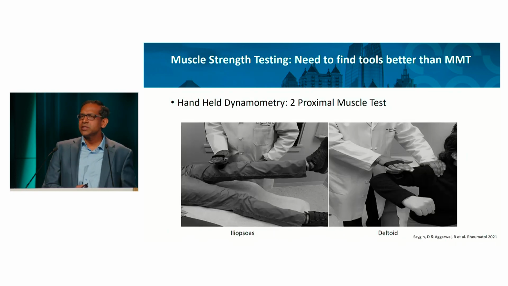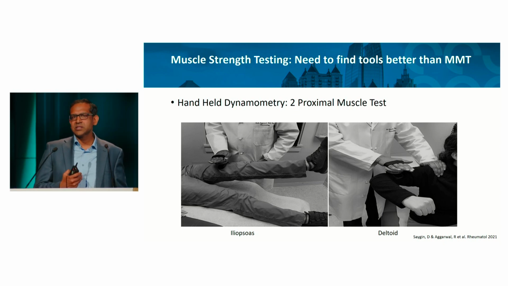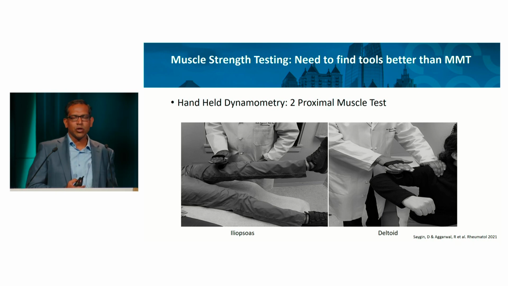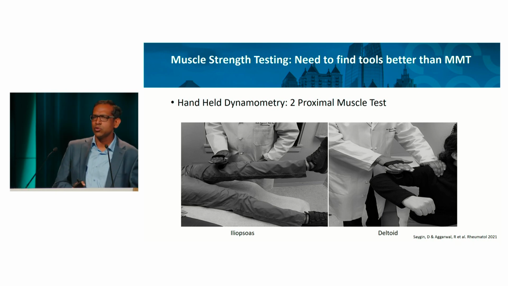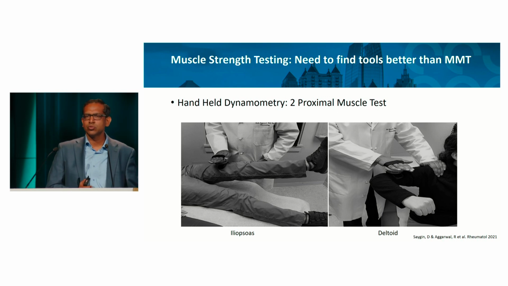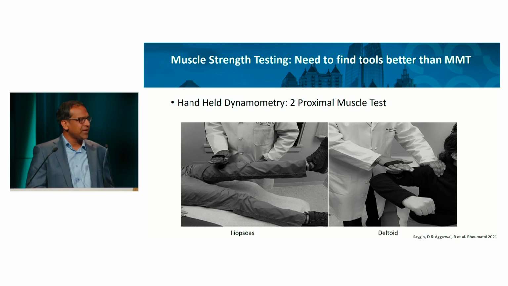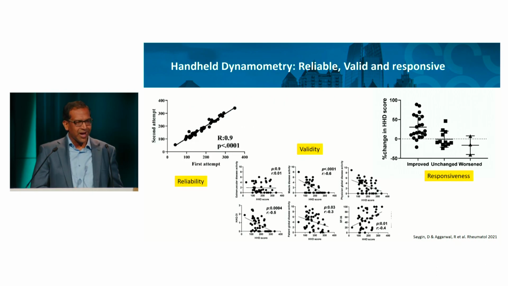Next is muscle strength testing, which is really key for myositis, but MMT is subjective and semi-quantitative. You can't expect a dermatologist to do as good an MMT as a neurologist would. So there are challenges there. So we looked into handheld dynamometry, which has been used extensively in the neurology world, as well as in inclusion body myositis, but not really looked into as a tool for idiopathic inflammatory myopathy. We looked into two proximal muscles, just the iliopsoas and the deltoid, and saw what we get. And it turned out it was highly reliable.